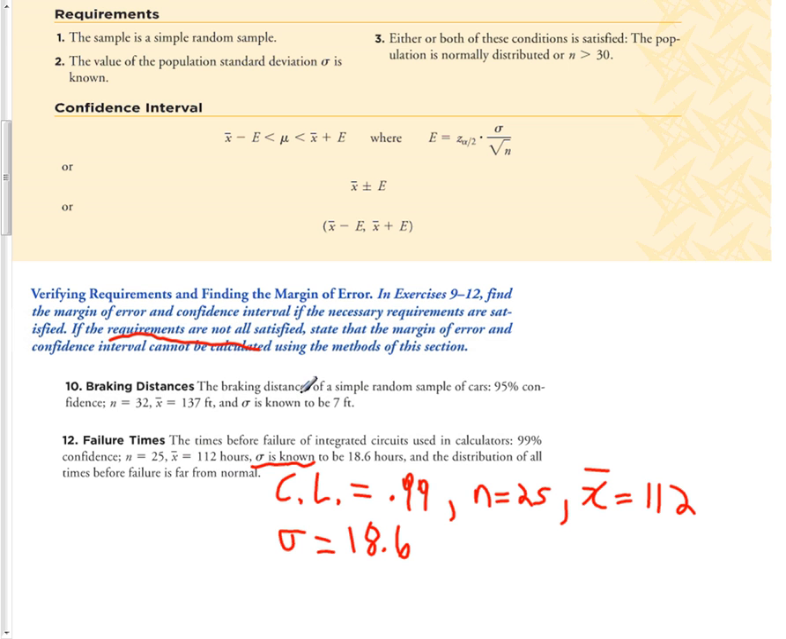Number 3, this is the one, like I said, that's the most important one. This is the one that you have to check most of the time. Either or both of these conditions is satisfied. So we only have to meet one of these conditions, but meeting both is fine also. The population is normally distributed. It says here the population is far from normal, so that condition is not met. But we can also meet the other condition and still use the method of this section. So let's see if we meet the other condition. The other condition is that n is greater than 30. Well, our n is 25, which is not greater than 30.